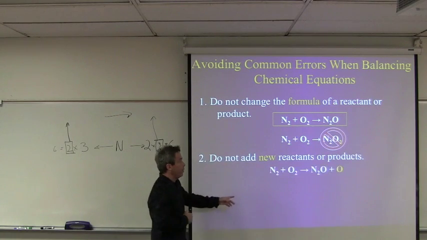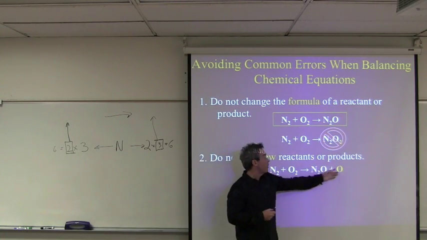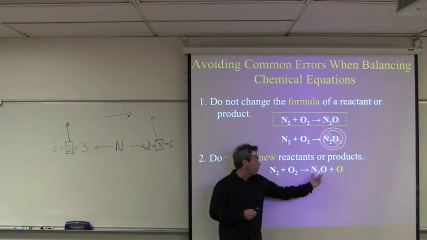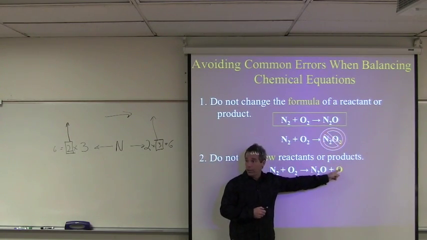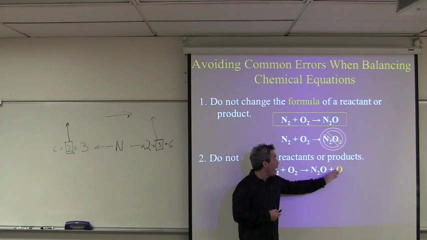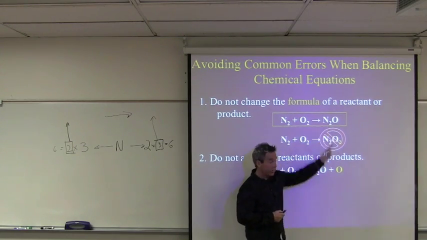What you might be tempted to do on that one is say, okay, I need another oxygen, just put plus O. Well, if that's what happened when you mix nitrogen and oxygen, that you got N2O and some oxygen atoms, which are highly unstable because the octet rule is not satisfied, right? Then that would be right. But that's not what happens. This is what happens. So don't do that.